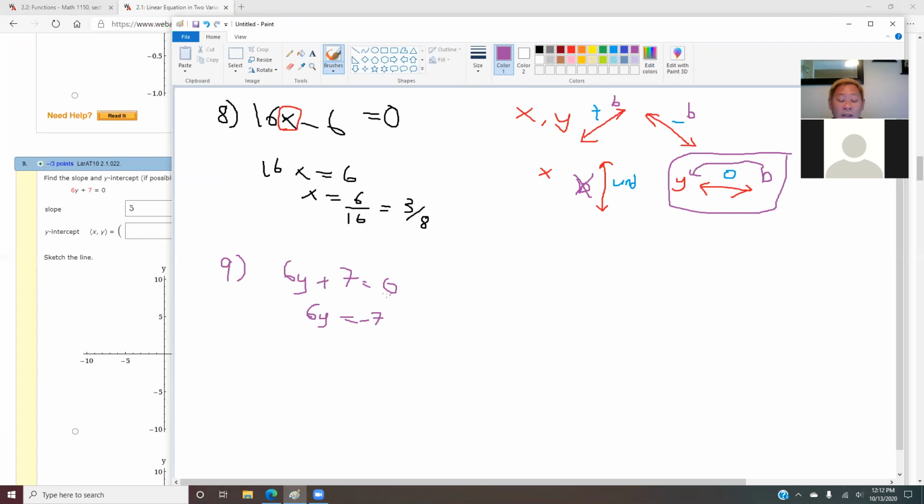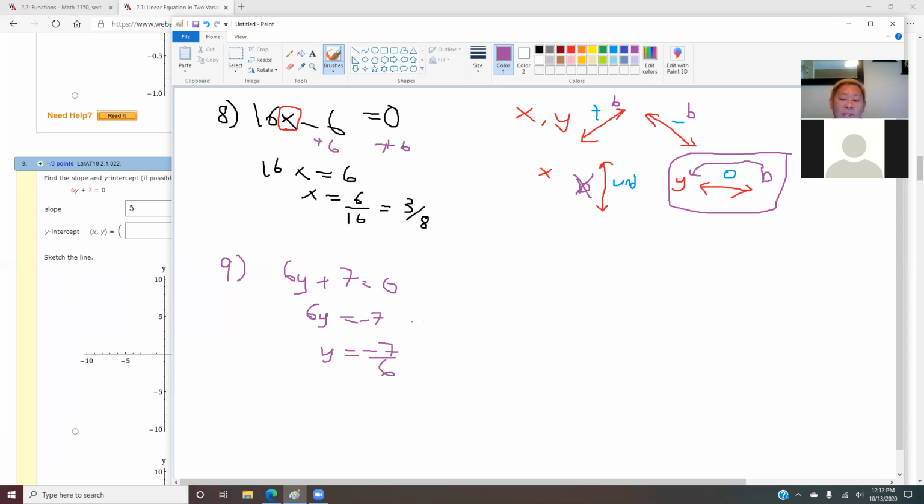Yes, class, if you do this in the test, you do not need to add 6 and add 6. You can stop doing that now because right now you do not need to show me this work. You just do what I did here. You just move the 7 over, it becomes negative, and then it becomes -7 over 6.